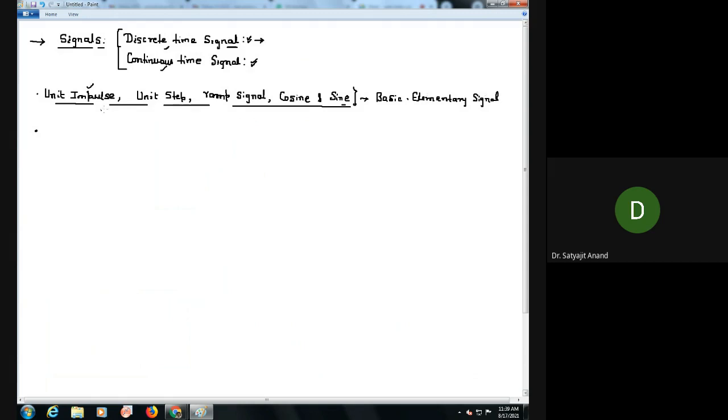So going ahead, what we have next is classification of signals. You all know the definition of a signal: it is a physical quantity which varies with respect to independent variables. Independent variables may be length, distance, or time. Here we have to consider time as the independent variable in this course. On the basis of this, we are now going to see the classification of signals.